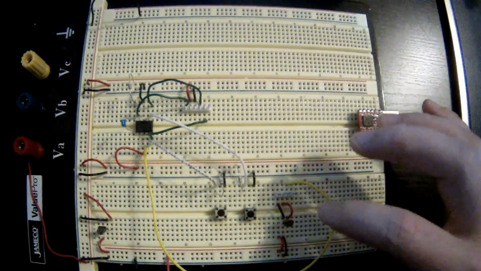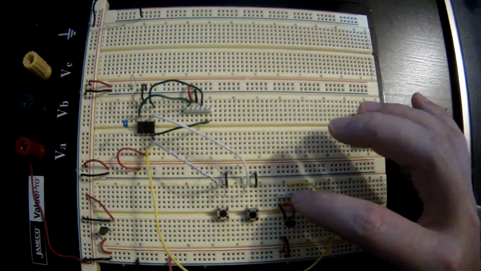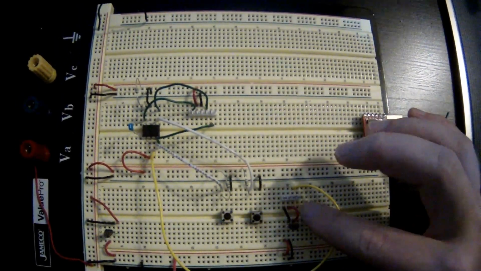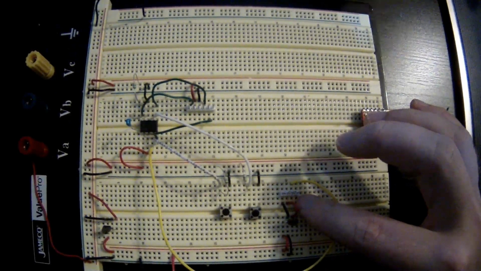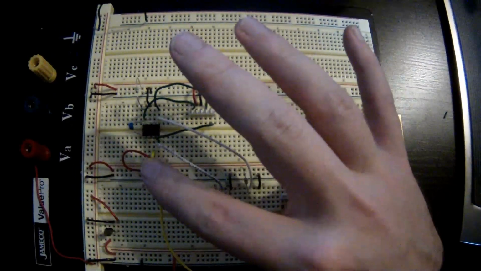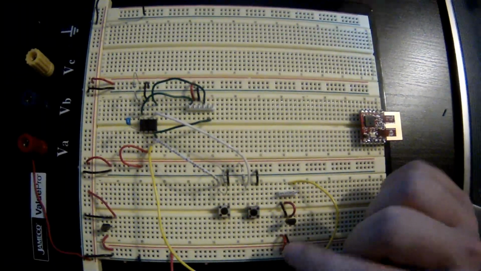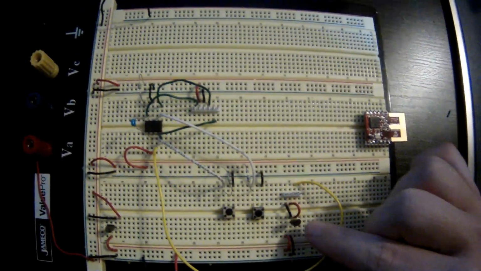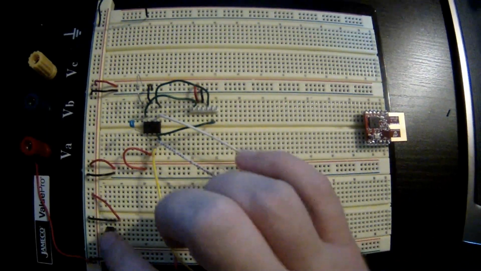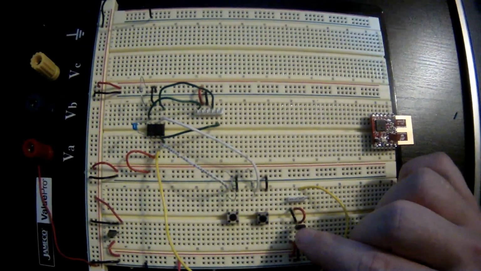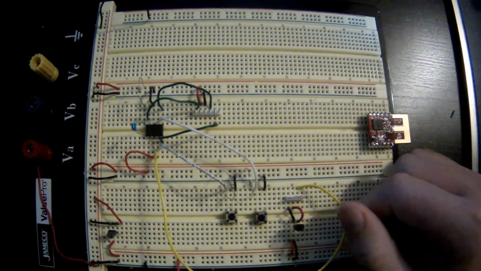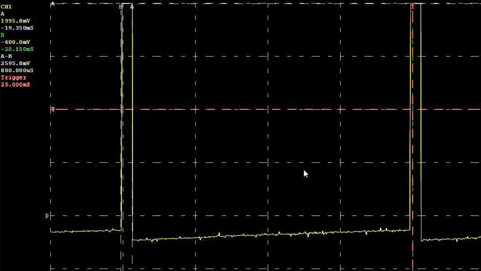Now we've also got a header for the servo. The servo will plug in here and it'll get its control signal from this yellow wire here, which is connected to the output pin. There's a couple linear voltage regulators here, one for the microcontroller and one for the servo itself. Now let's transition into how the control signals look.